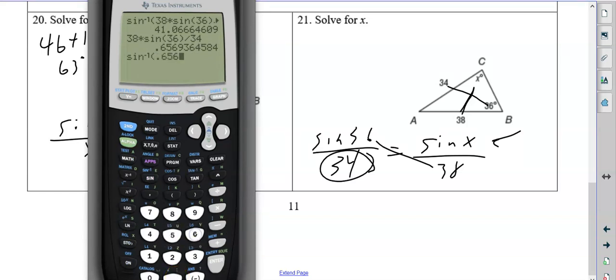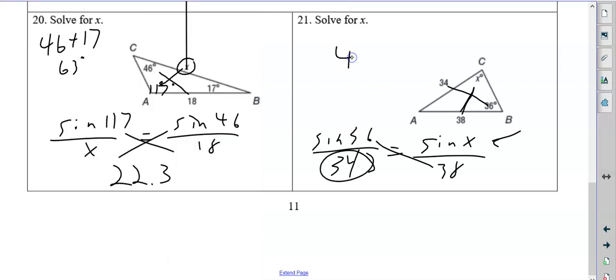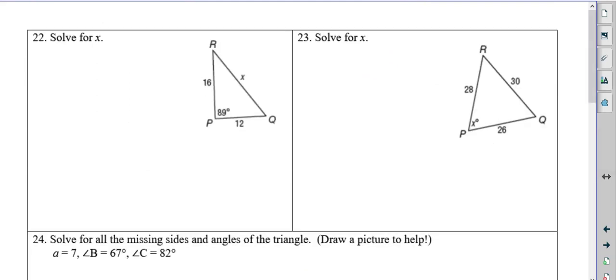0.656936 4584. The more you do, the more detailed. And you get the same answer. Okay? So it's up to you. 41.07 degrees or 41.1. Either way is fine.